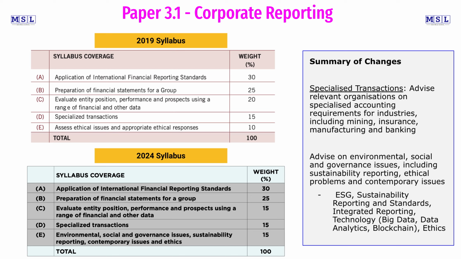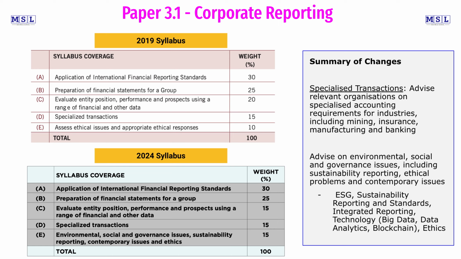That is where students are used to their typical business valuation question, capital reduction, capital reconstruction, and all of that. What you can see in terms of the summary of changes, the syllabus mentions that students are expected to advise relevant organizations on specialized accounting requirements for industries, including mining, insurance, manufacturing, and banking. What we don't know yet, at least at this early stage, is what form this will take. But does it mean we may be required to prepare financial statements for these industries, right? Or understand their specific accounting requirements? But these are things that we can see they've increased in that specialized transaction topic. It's no longer going to be just business valuation and capital reconstruction or capital reduction.